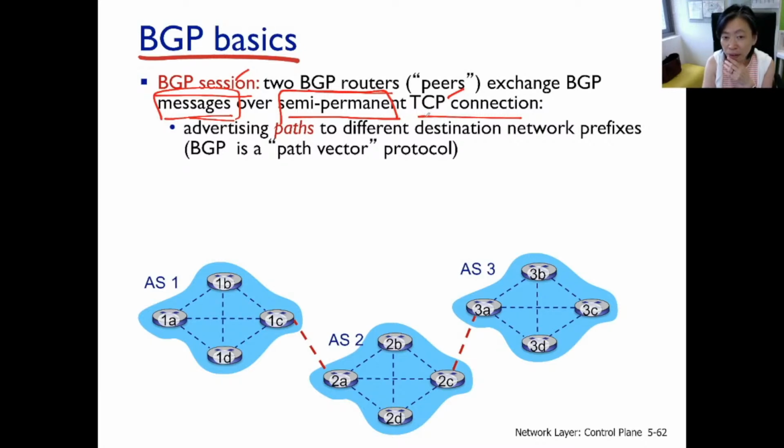To push it a bit further, what about using TLS, the secure version of TCP? And if we use TLS, these BGP messages, these path vectors, will look more like an application-level message.